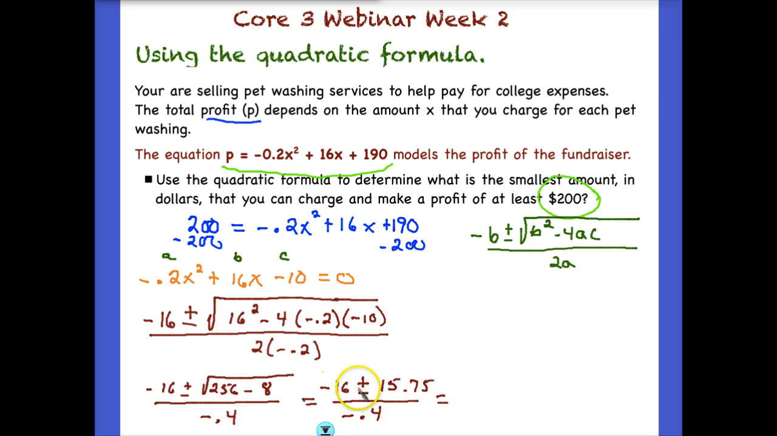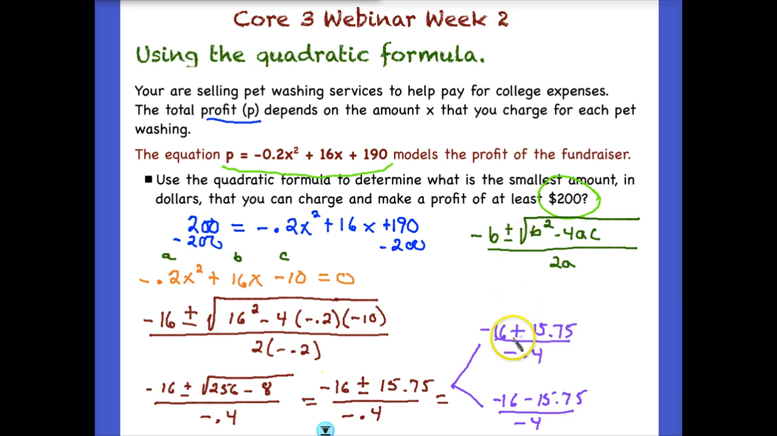So if you take negative 16 plus, actually, let's break it into two equations so you don't get confused, since Alicia was curious about this. Okay, so really right now we have two equations. The top equation is negative 16 plus 15.75 over negative 0.4, and the bottom equation is negative 16 minus 15.75 over negative 0.4. So that's where you guys want to break it out into two equations so you can get your two answers.